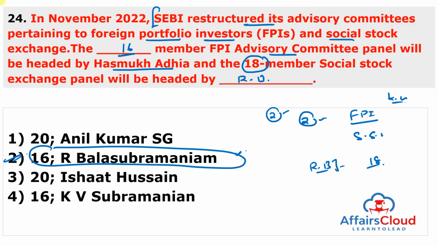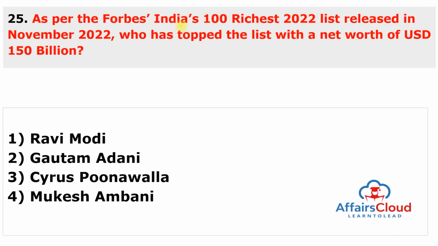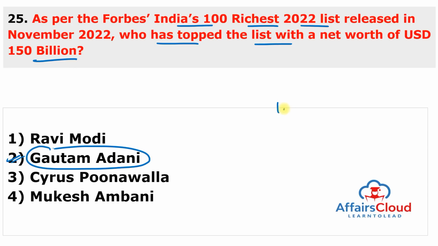Next question is, as per the Forbes India's 100 richest 2022 list released in November, who has topped the list with a net worth of $150 billion? Very simple question, and this personality is Gautam Adani. So the answer of this question is second. According to the Forbes India's 100 richest 2022 list, Gautam Adani, the chairperson of Adani Group, has topped the list with a net worth of $150 billion, nearly tripling his wealth in 2021. Adani has also become the richest person in India and the world's 2nd richest person.